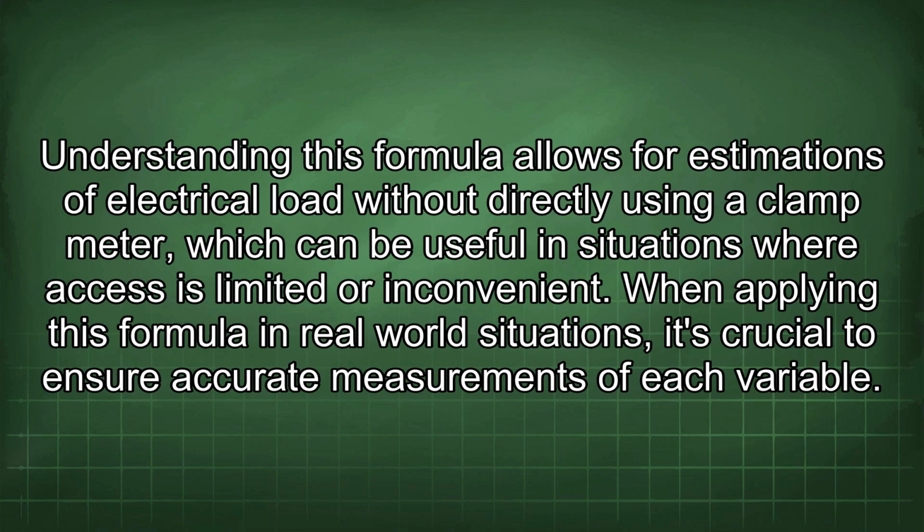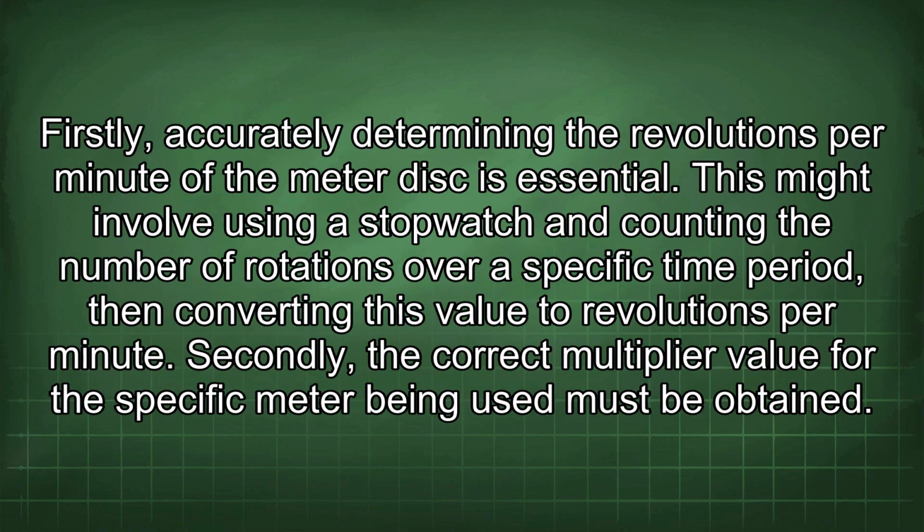Understanding this formula allows for estimations of electrical load without directly using a clamp meter, which can be useful in situations where access is limited or inconvenient. When applying this formula in real-world situations, it's crucial to ensure accurate measurements of each variable. Firstly, accurately determining the revolutions per minute of the meter disc is essential. This might involve using a stopwatch and counting the number of rotations over a specific time period, then converting this value to revolutions per minute.